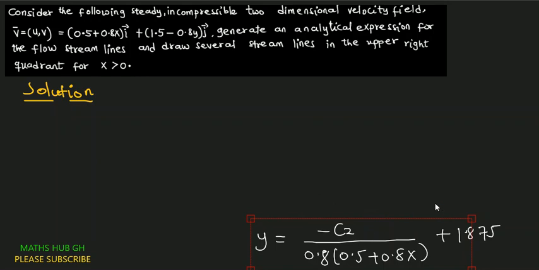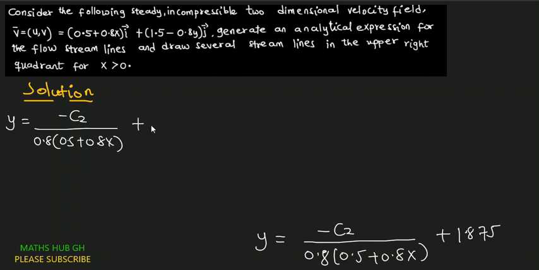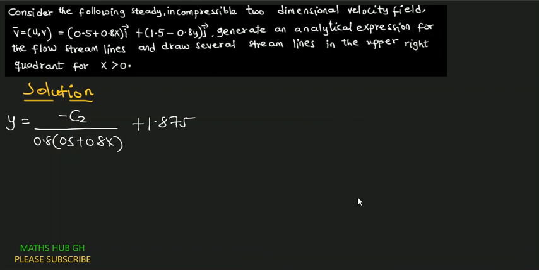Okay, so I think I messed this up, so let me just write it here. You have y equals minus c2 divided by 0.8 multiplying 0.5 plus 0.8x, plus 1.875. So let me just clean this now. All right, so now what you are going to do next is say, let minus c2 be equal to our new constant c.